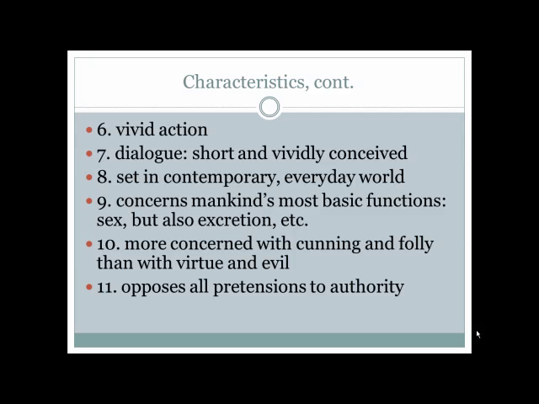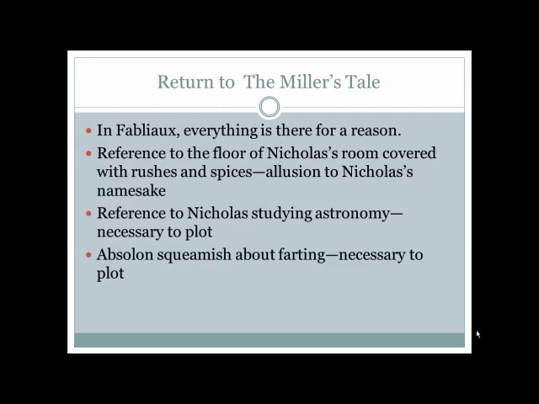And it usually deals with man's basic functions. Usually it's dealing with sex, but also brings in everything from using the bathroom to laughing and burping and thinking. It's more concerned with cunning, being able to fool someone else, than with looking at virtue and evil. Virtue and evil is really the Knight's Tale, telling the story of star-crossed love, etc. And it opposes all pretensions to authority.